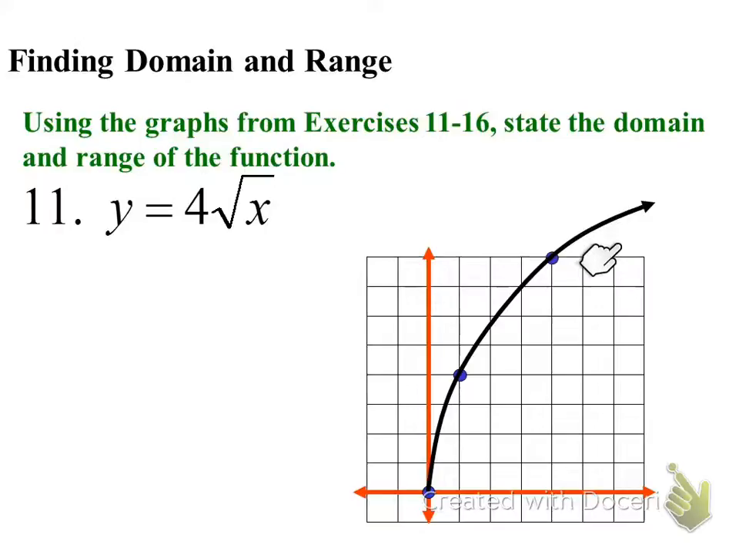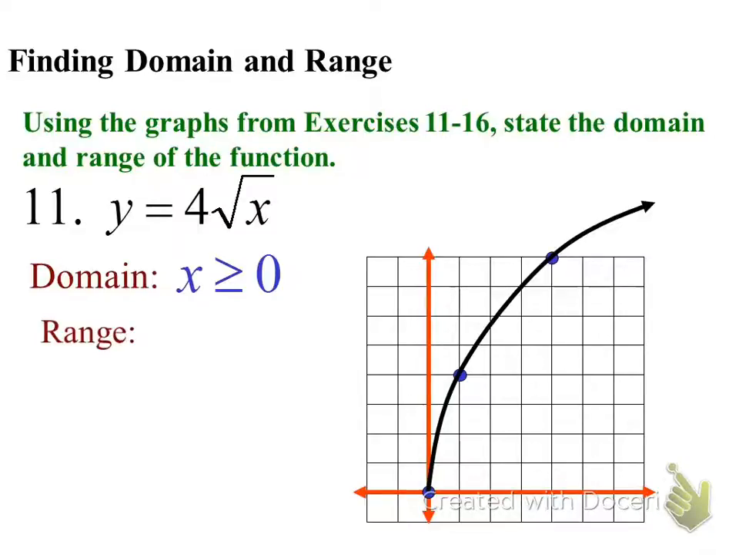Now, I want to talk about the domain and the range. Domain is affected by your inputs. Range is affected by your outputs. What kind of inputs did you have? All the inputs had to be greater than or equal to 0. Let's talk about the range. What happened with the outputs? What kind of numbers did we output? All positive numbers and 0. 0 is a neutral number, so we do have to include that.